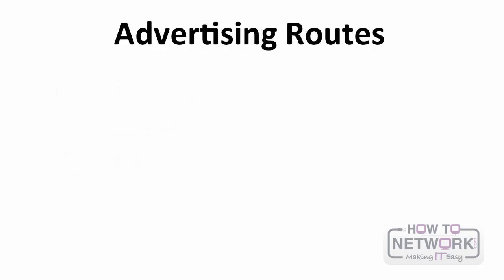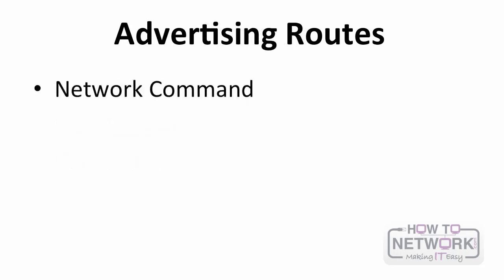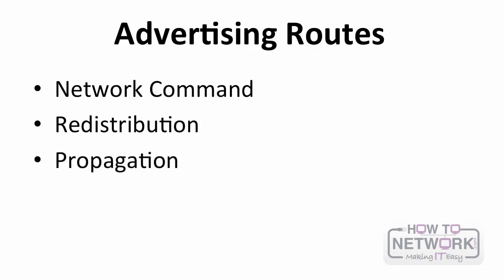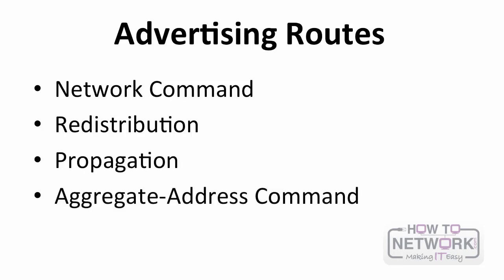Now, regarding advertising routes, advertising BGP routes can be done 4 ways, either through the manual network command, redistribution of BGP into IGP, or propagation of existing BGP routes, or again, manually using the aggregate address command. Maybe the best way to explain these is to simply draw it out.